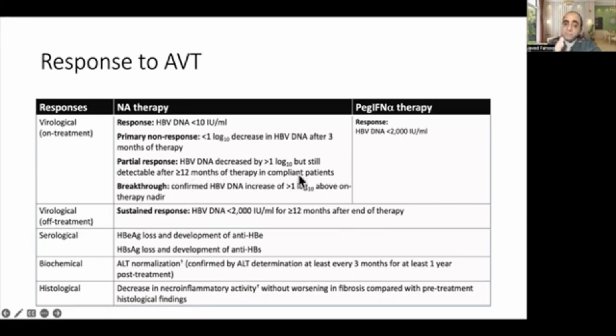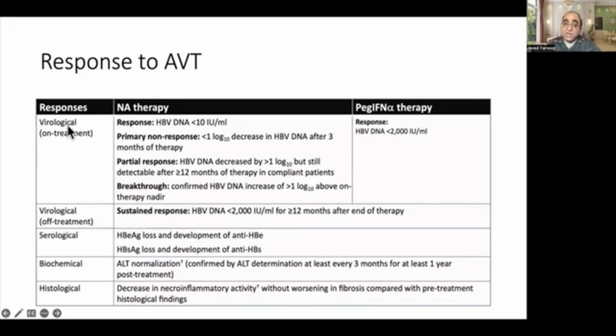The patient is compliant, has taken therapy for 12 months, but still the DNA is positive. The decrease is more than 1 log, but still it is positive. So you say there is partial response. And one is the breakthrough, when there is a confirmed HBV DNA increase of more than 1 log above the on-therapy nadir. The patient's viral load had decreased, remained there, and then there is an increase. You say this is a breakthrough case. This is the virological response. Then there is a virological off-treatment response.